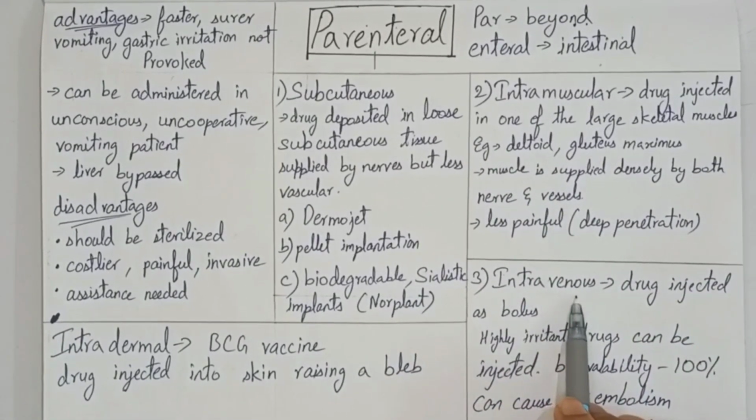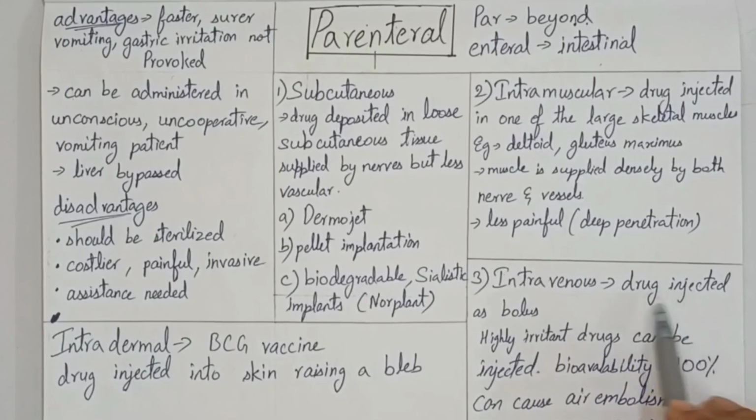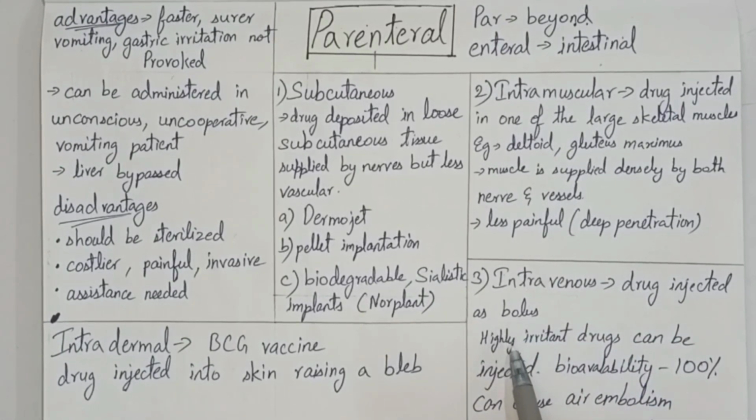The next route is intravenous. The drug is injected as a bolus directly into the veins. Highly irritant drugs can be injected and the bioavailability of the drug is 100%. But the disadvantage of this route is that it can cause air embolism. It is also the most risky route because the heart and brain get exposed to the drug.